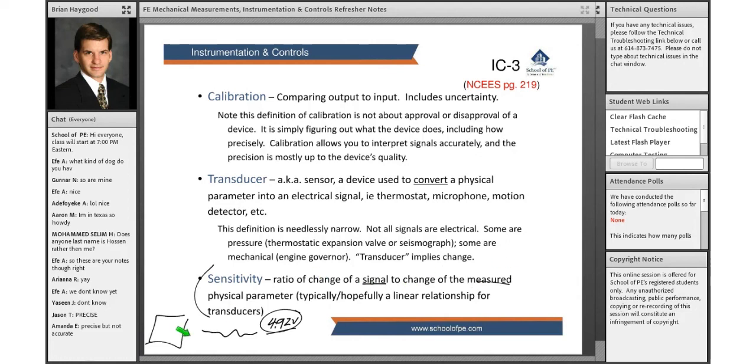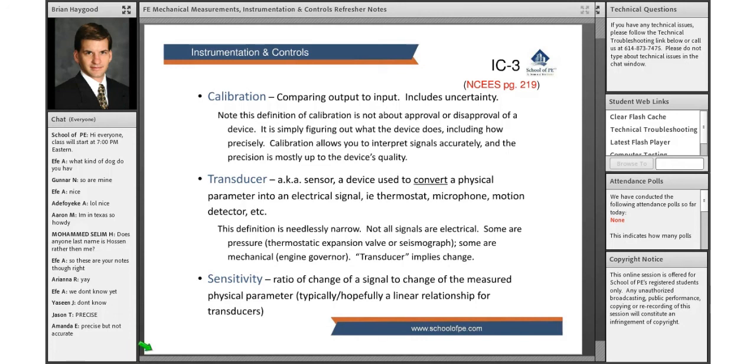Hopefully, to make life easy on you, you've managed to find some kind of sensor and measurement equipment that leads to a linear relationship. So if every gallon per minute is 0.126 volts, I just made that number up, and it's exactly the same for every additional gallon per minute, then we have a linear sensitivity.